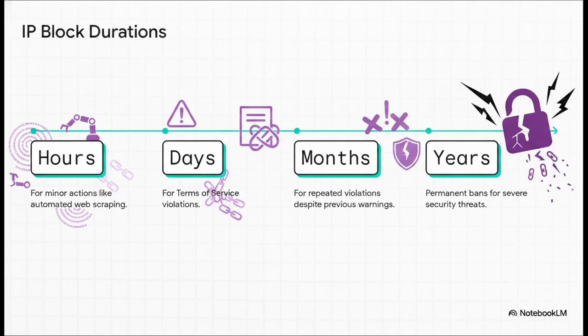And the punishment usually fits the perceived crime. Depending on the severity, an IP block can be a tiny hiccup or it can be a massive long-term headache. Minor automated actions like sending a few too many refresh requests might lock you out for just a few hours. Terms of service violations, those could bench you for days. If you've got repeated suspicious activity going on, you might be looking at months in the penalty box. And for severe security threats, actually, yeah, those can result in a permanent ban that lasts for years.